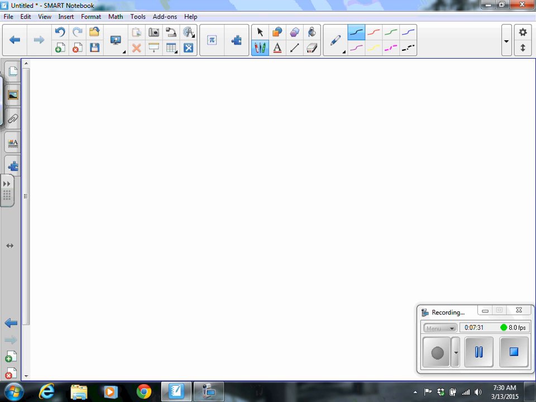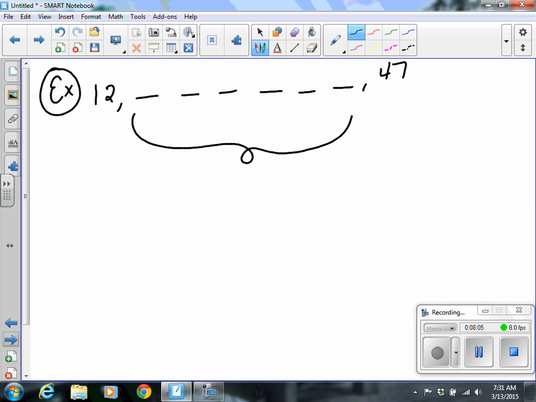And the last concept we need to talk about is finding arithmetic means. So you can find arithmetic means between two numbers given. And what that means is you're given two numbers and you need to find the numbers that are in between in your pattern. Okay, so if I have 12, comma, and then I need to find the 6 numbers in between this pattern, these numbers here are the arithmetic means.